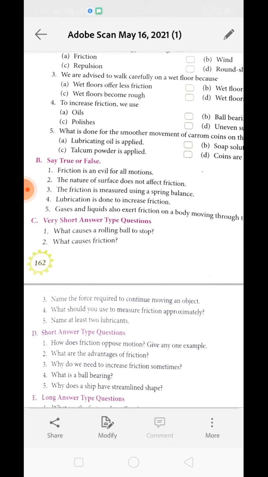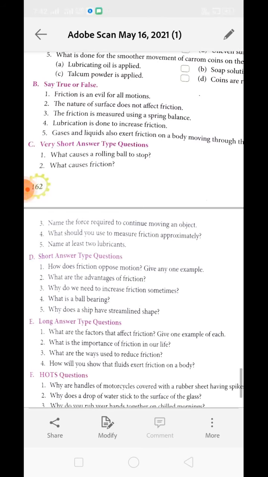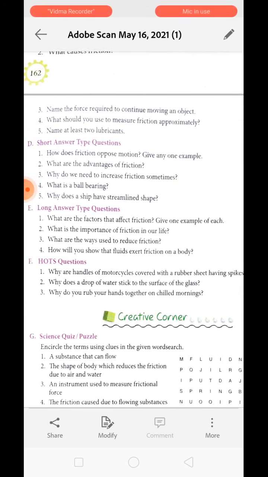Next question, very short answer type of question C. Okay, first C1. What causes a rolling ball to stop? Friction causes a rolling ball to stop. Okay, second question. What causes friction? Interlocking between the rough edges of two surfaces causes friction. Third question, name the force required to continue moving of an object. It is called sliding friction.